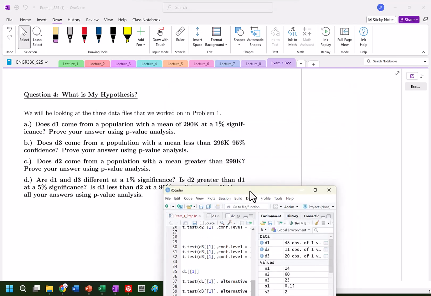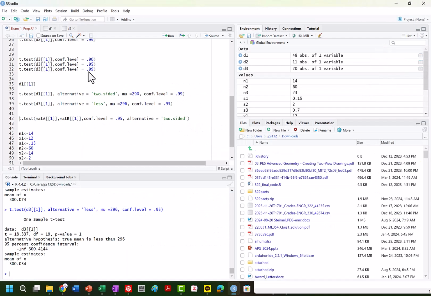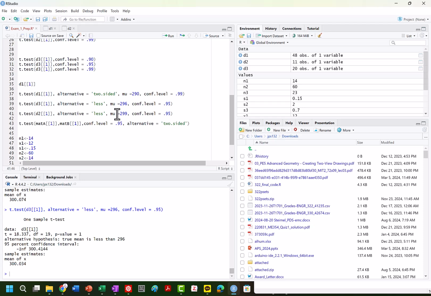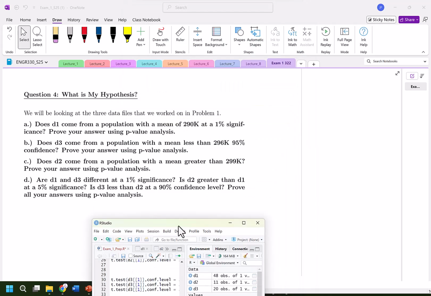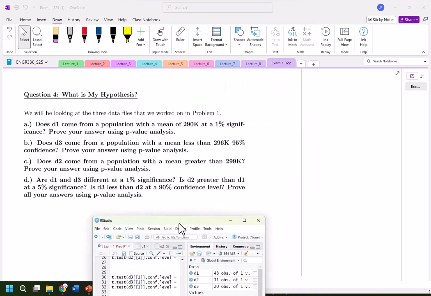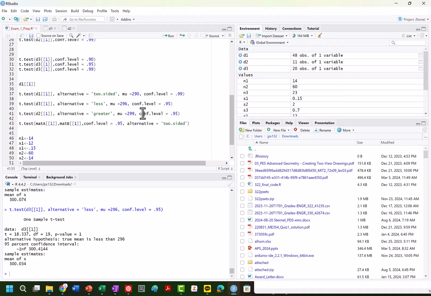Does D2 come from a population with a mean greater than 299? So D2, 299, greater, 95%, or it doesn't say anything, so we have to assume 95%. So it's 0.05. The p-value is less than that, so that is a reject as well. Excellent, because it's 0.05, not 0.005.